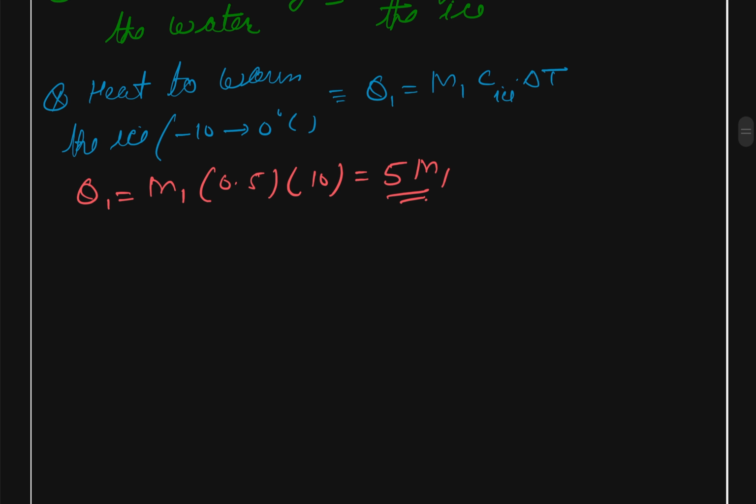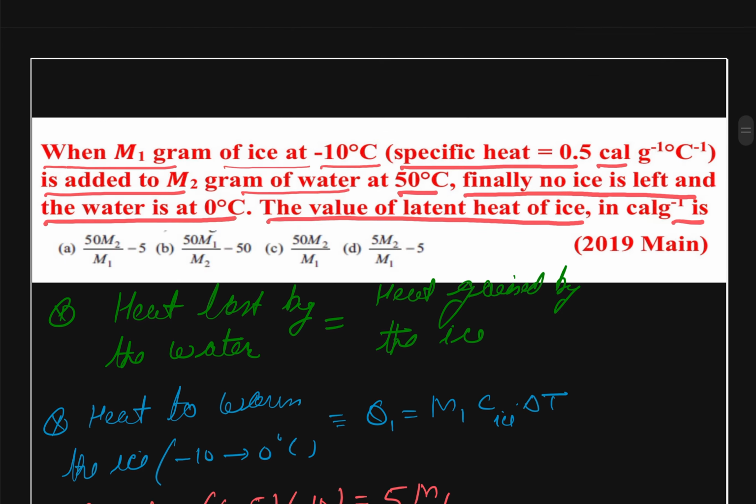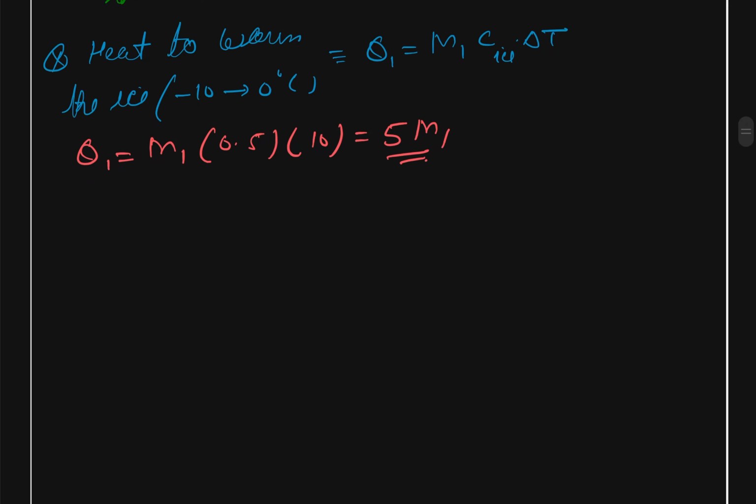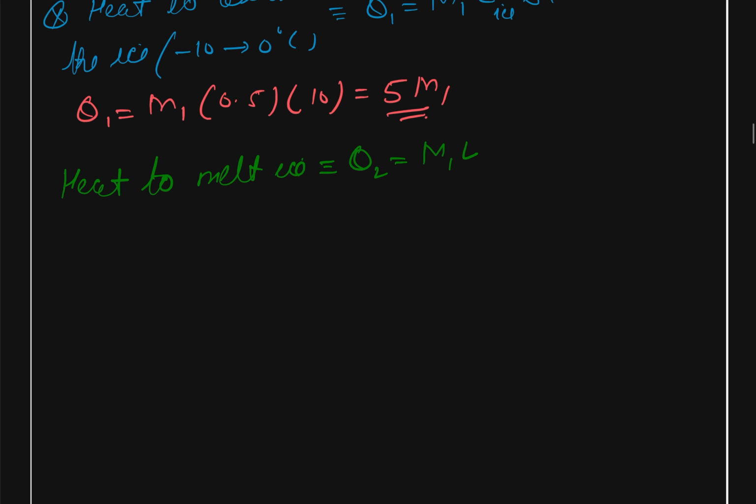And so this was to warm the ice, but it is said that there is no ice left. So it means the ice is going to melt also. Therefore, we can say the heat required to melt the ice. Heat to melt ice. Let us call this as Q2, which will be equal to mass and its latent heat. This latent heat we are supposed to find out.